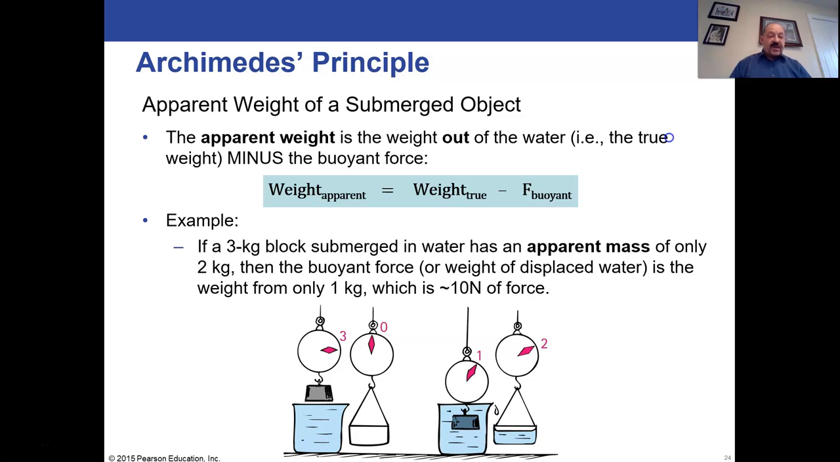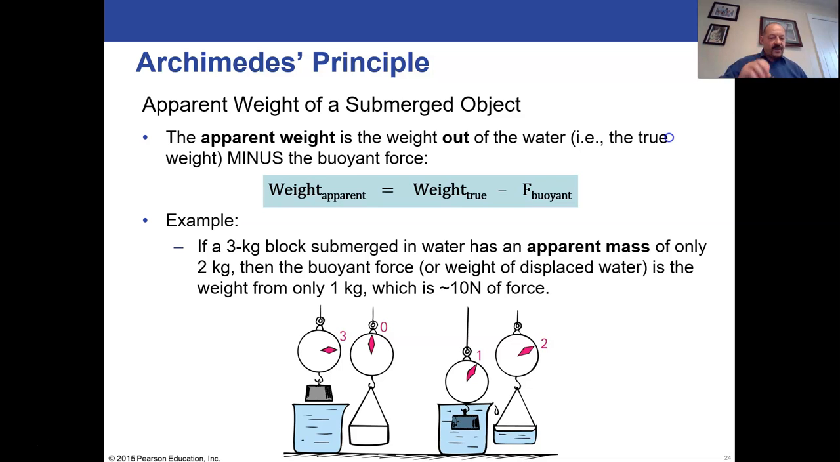So here's an example of apparent weight, but they used masses instead of weights. If you want, you can convert this to weights in the metric system. Just multiply 3 kilograms by 10, and you'll get the number of newtons. So this would be a 30 Newton block submerged in water. It has an apparent mass of 2 kilograms, so that's an apparent weight of 20 newtons. It doesn't matter which one we use. Let's keep it as newtons to make it a little more straightforward. So we got a 30 Newton block.